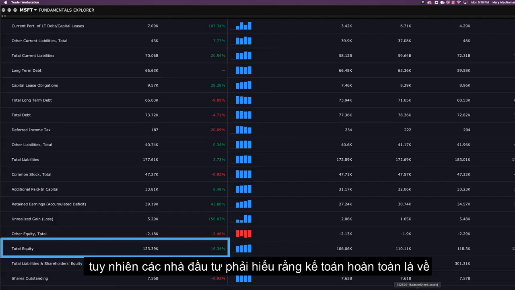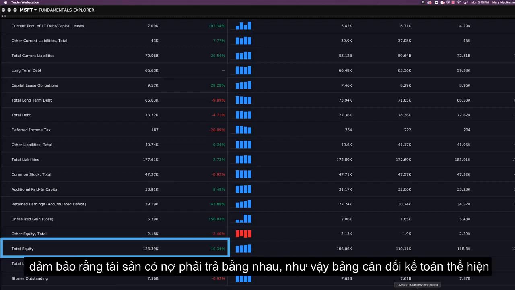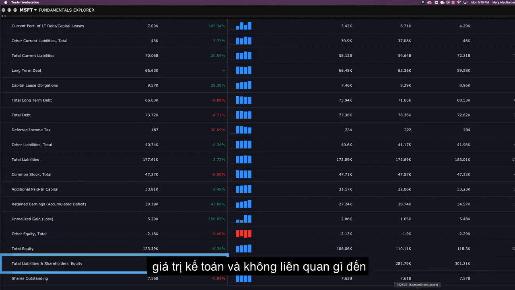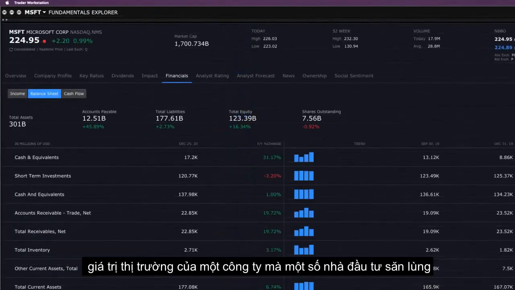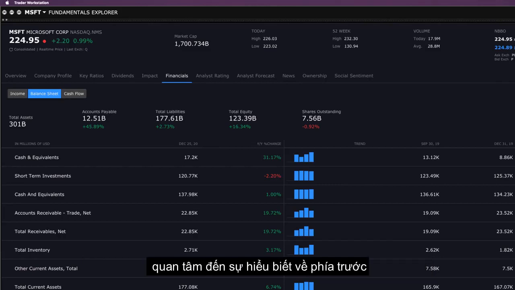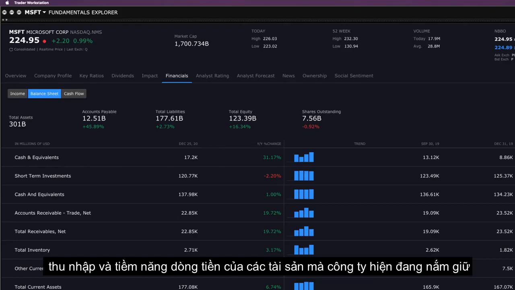However, investors must understand that accounting is entirely about ensuring that assets equal liabilities plus equity. As such, the balance sheet represents an accounting value and has nothing to do with the implied market value of a firm. Some investors do go hunting for hidden asset values on companies' balance sheets. Yet far more are interested in understanding forward earnings and cash flow potential of assets that the firm currently holds.